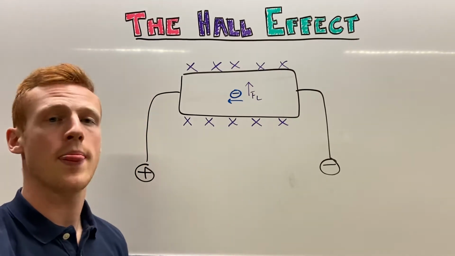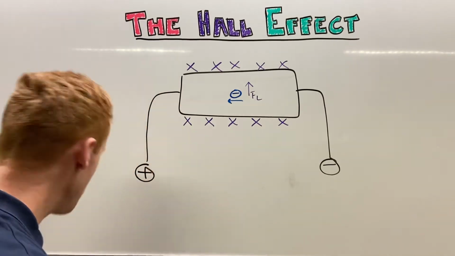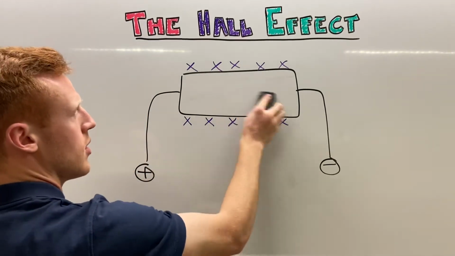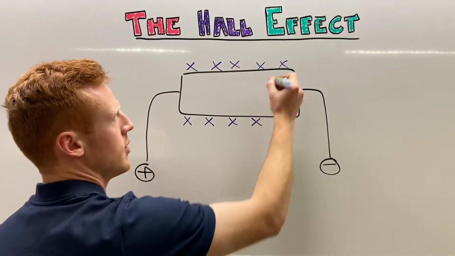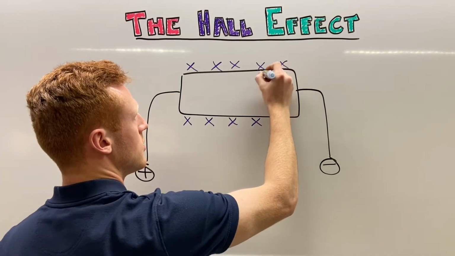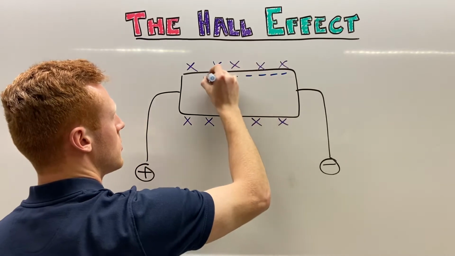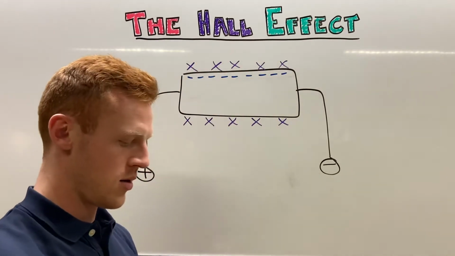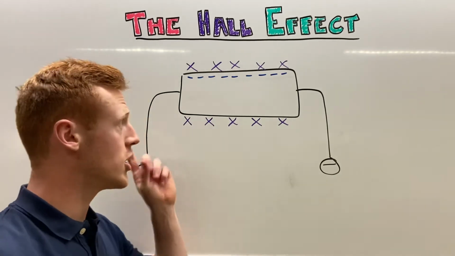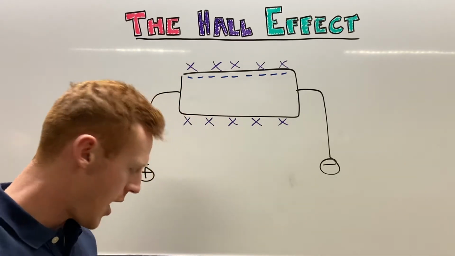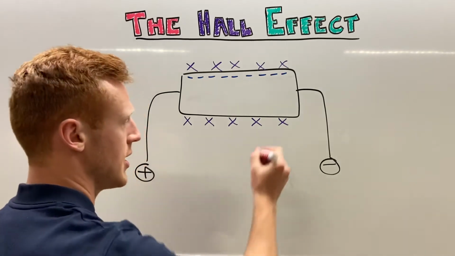After a quick moment, all of these negative charges are going to experience this force because they're moving this way, pushed to the top. And after a brief moment of time, what we're going to see is a buildup of negative charges on the top of our metal plate. And complementary to a buildup of negative charges at the top, we're going to see a buildup of positive charges at the bottom.